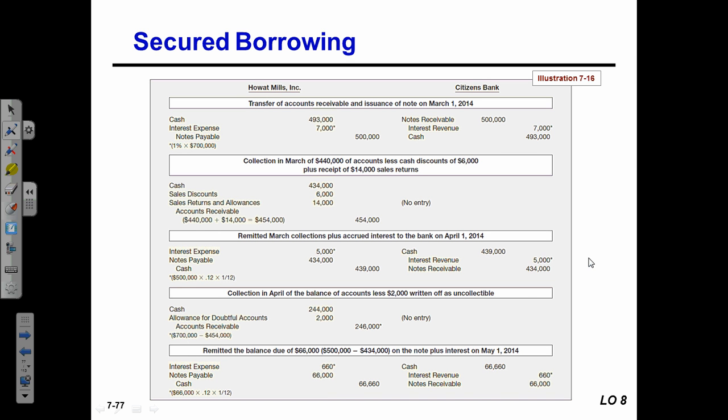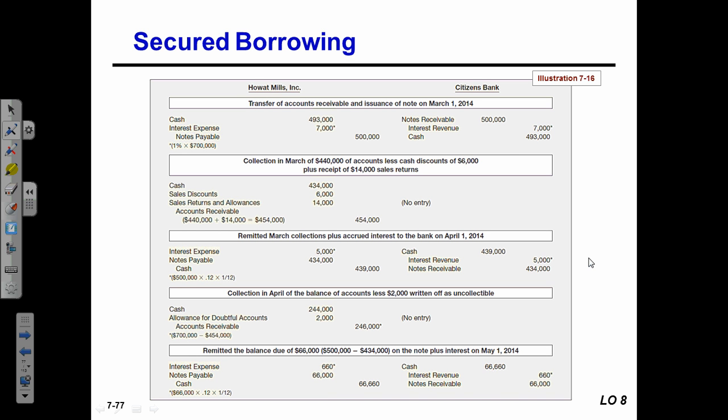What does the bank have? Note receivable, right? And interest revenue. Everybody good? Okay. We'll call it interest if it's a loan. We'll call it gain or loss if it's a sale. What do you think? Sound logical? Okay, so it's not hard to remember. I don't know if you can remember it, just know it.